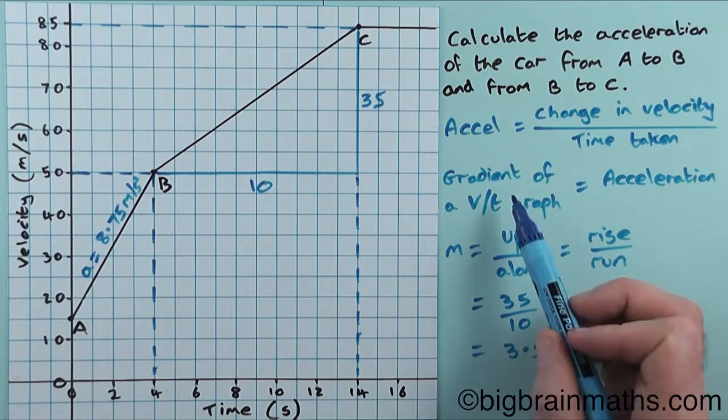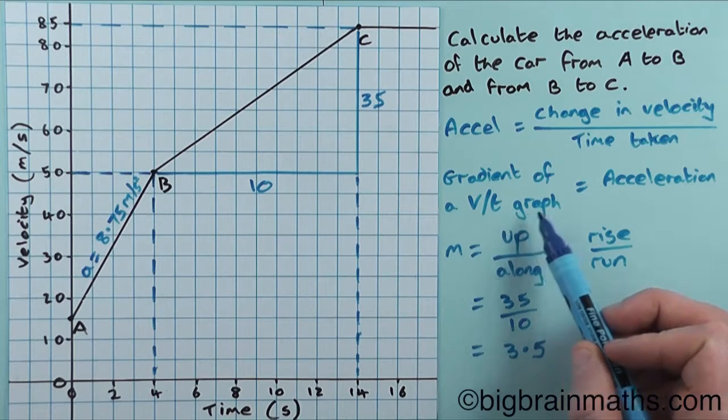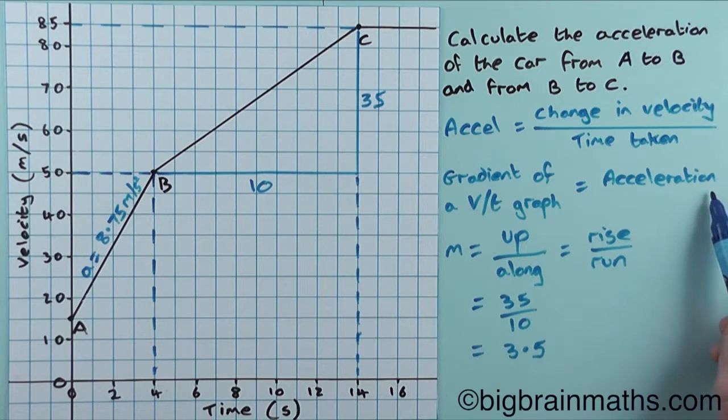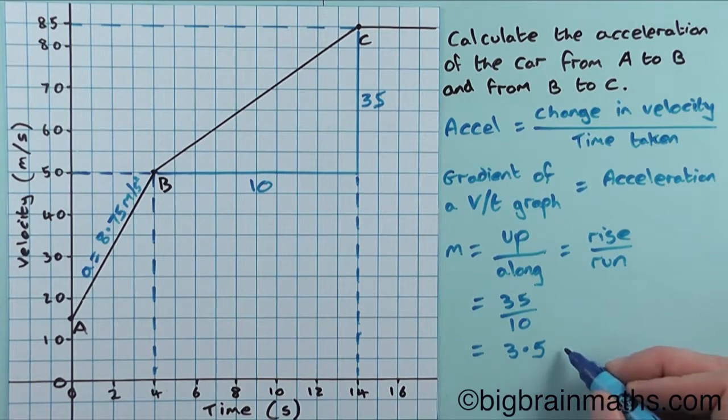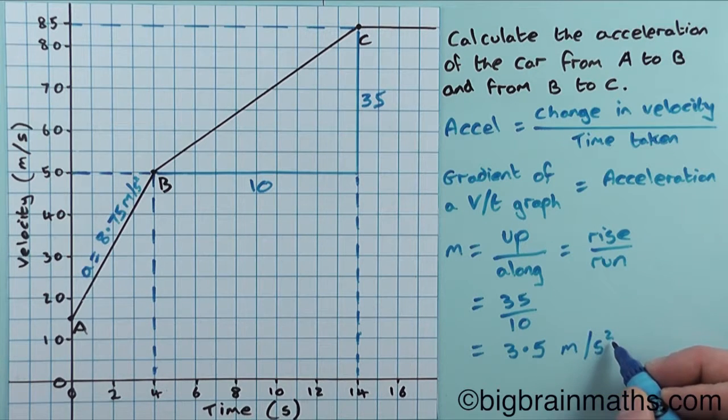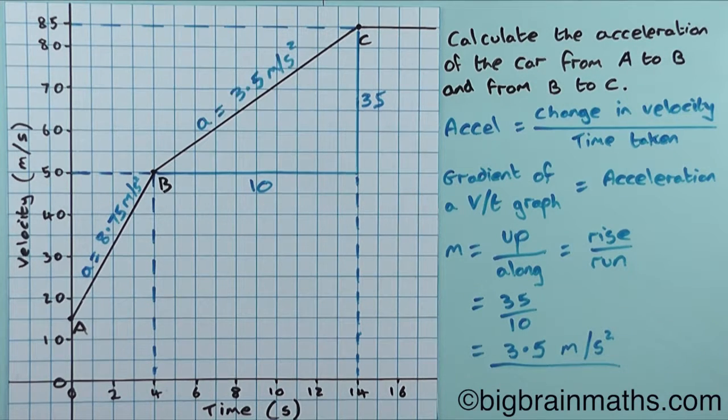Now remember, the gradient of a velocity time graph is equal to the acceleration. So because the gradient is 3.5, that means the acceleration is also 3.5. Finally, we need to put the units of acceleration. And remember, acceleration is measured in meters per second squared. This is now my final answer for the acceleration of the car from B to C.